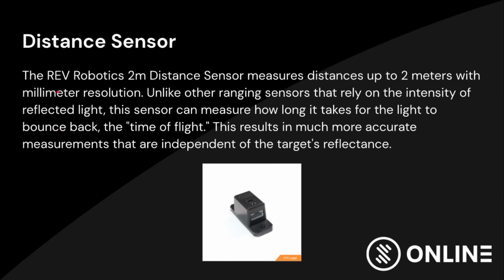So the Rev Robotics 2-meter distance sensor measures distance up to 2 meters with millimeter resolution. Unlike other sensors, it relies on the intensity of reflected light to figure out the distance. It's basically checking reflections, which is why it's really hard to use distance sensors against the plexiglass along the side, because nothing solid is there, it's clear, and light can't reflect and bounce back.